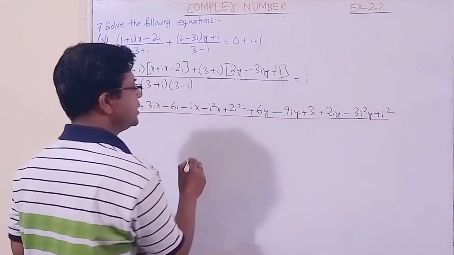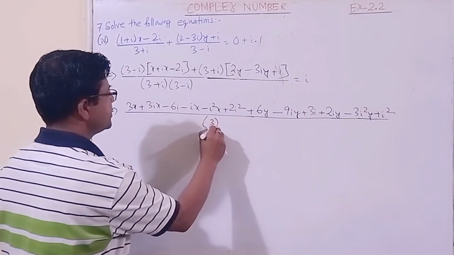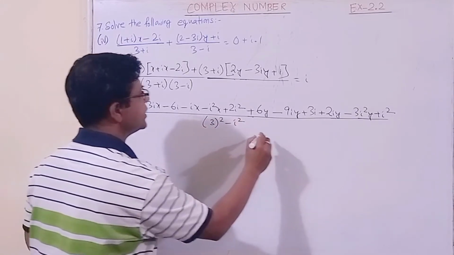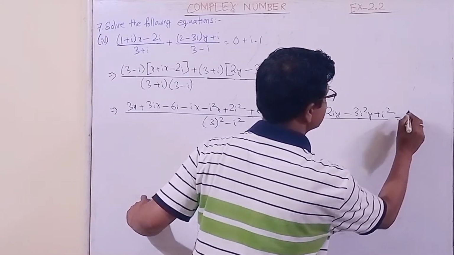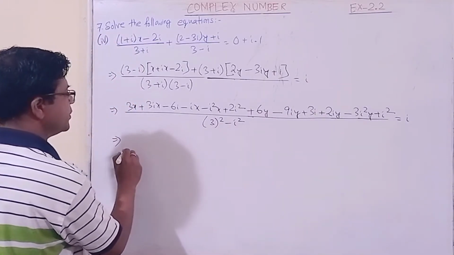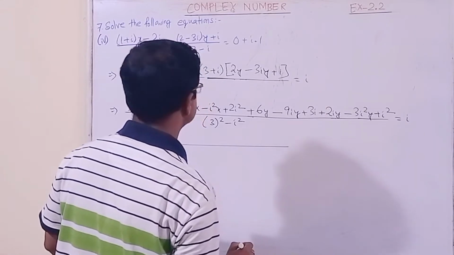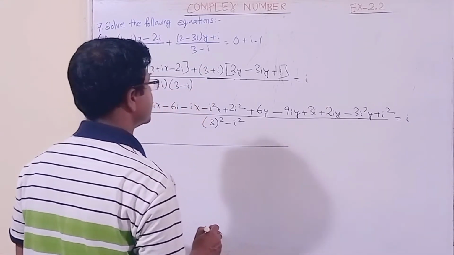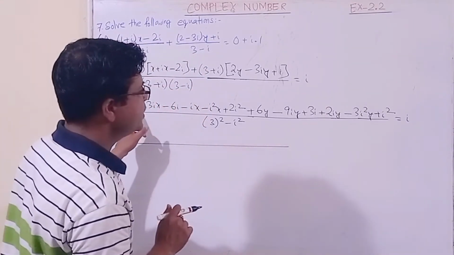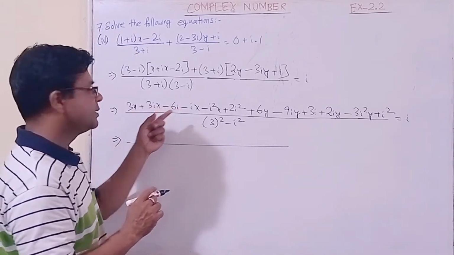Here a plus b into a minus b is a square minus b square, which is equal to only i. Got it? So we simplify this. Let us see how far we can simplify. Now here we shall write the like terms together.